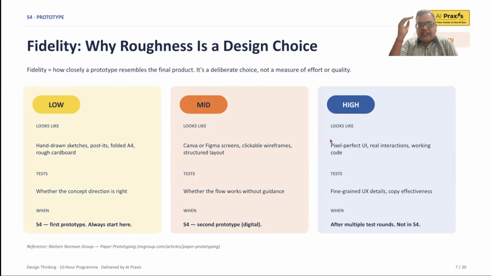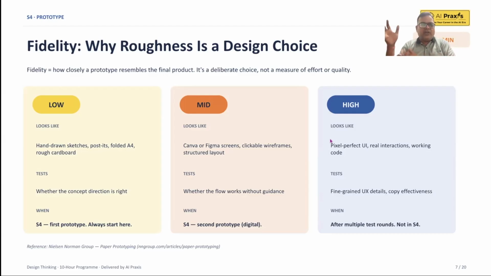I think this definition will now make things clearer, right? Let's look at three levels. And of course, it's very simple to remember. You have the first, low fidelity, then mid fidelity, and then high fidelity. Now let's start with low fidelity. These are hand-drawn sketches, sticky notes, paper screens, rough cardboard models.